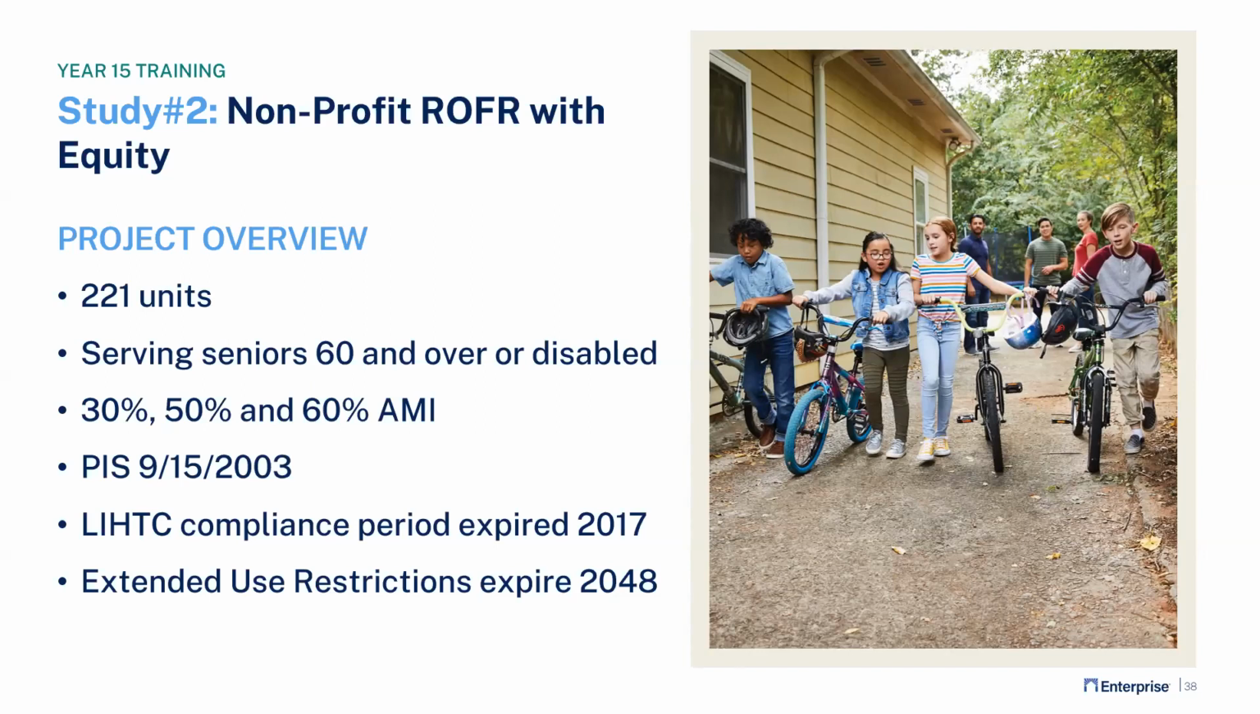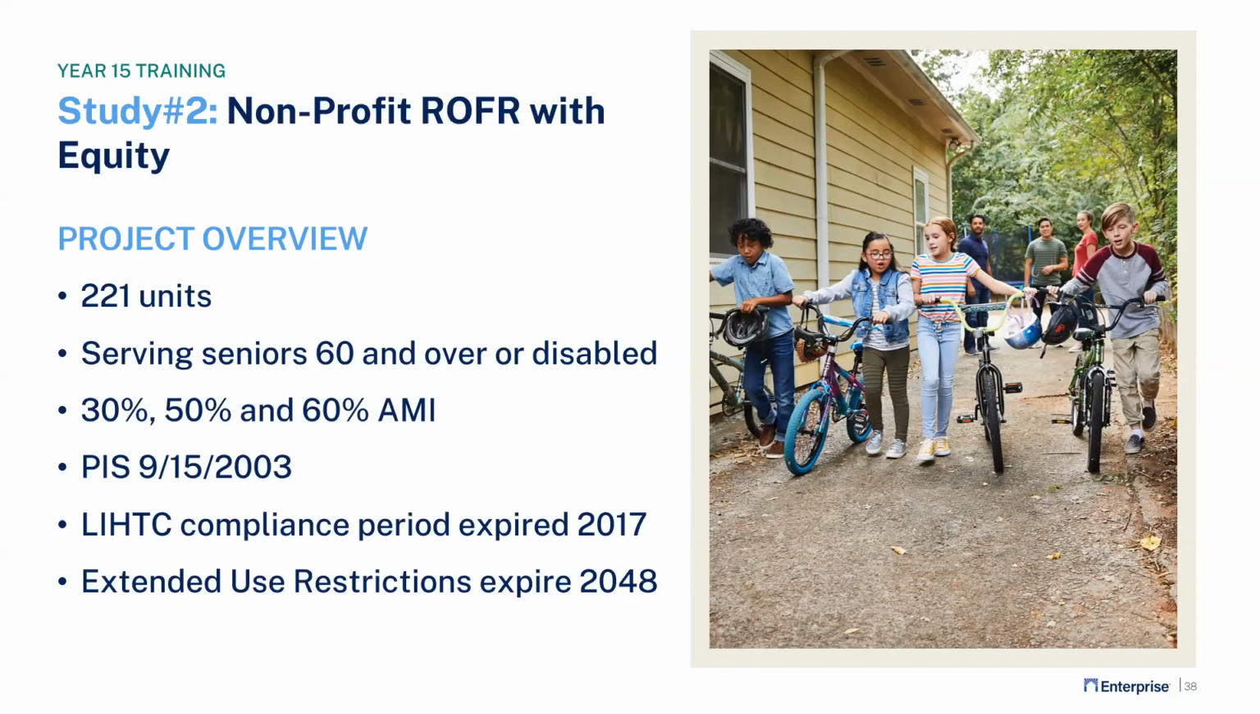They did have a nonprofit entity within the general partnership entity. And it's actually, I guess the general partner was a nonprofit. They also had a for-profit involved. Extended use restrictions are significant. They go on through 2048. So whatever happens at year 15, this project needs to maintain operations for a long time.